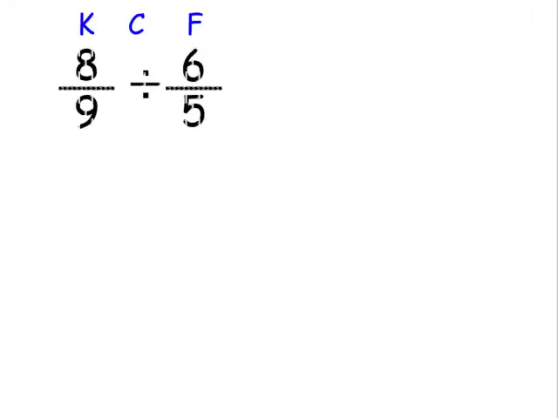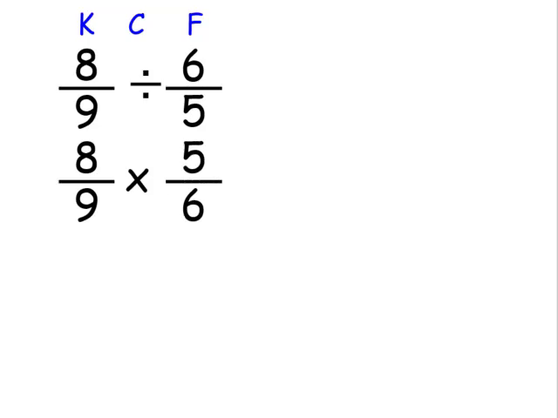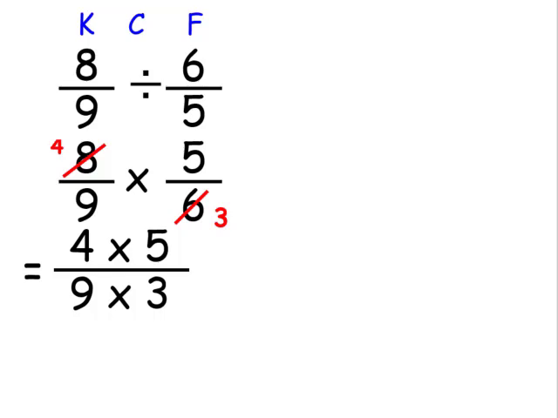When we are dividing, we're going to keep the dividend the same, change the operation to multiplication, and flip the divisor. Now, it's just a multiplication problem. We can see that diagonally, 8 and 6 have a common factor of 2. Therefore, 2 goes into 8 4 times, and 2 goes into 6 3 times. Now we can multiply across, and we get 20 over 27.